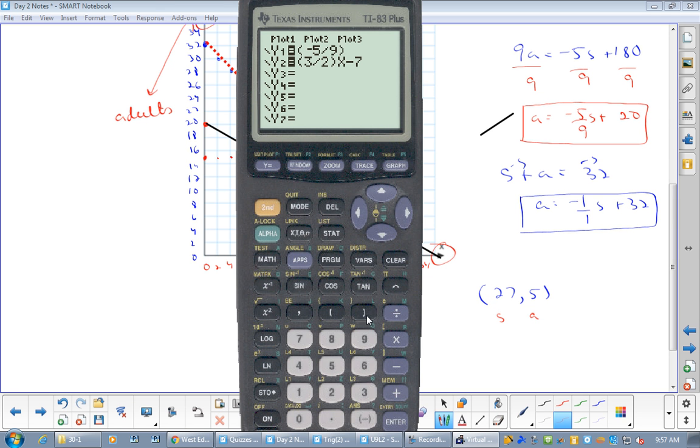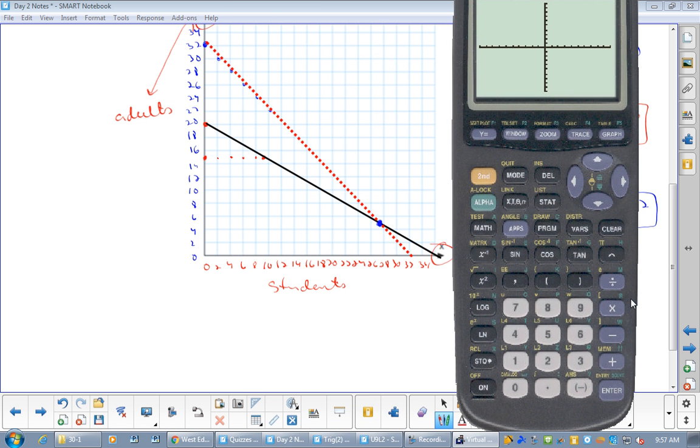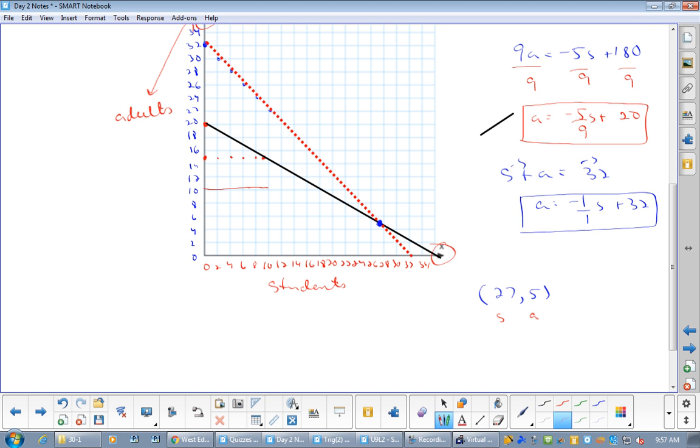-5/9 x plus 20 and -1x plus 32. Oh, I'm going to just clear this. And then here you're going to hit zoom 6 and you're going to find you see none of the graphs. And if you look on here, our graph is only showing 10, 10.